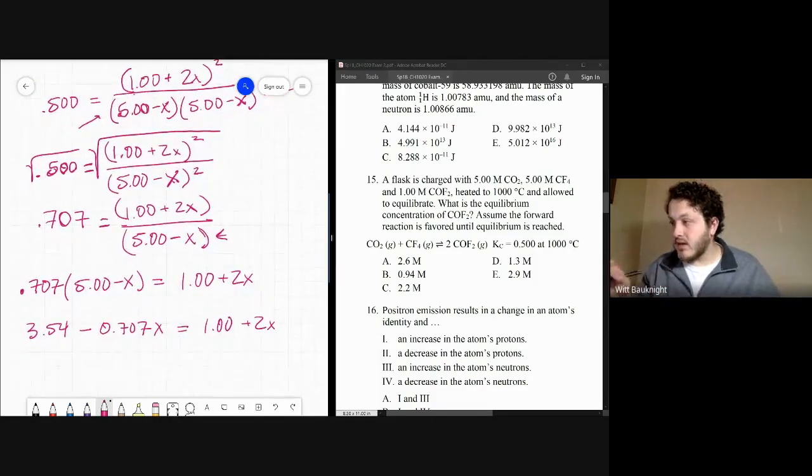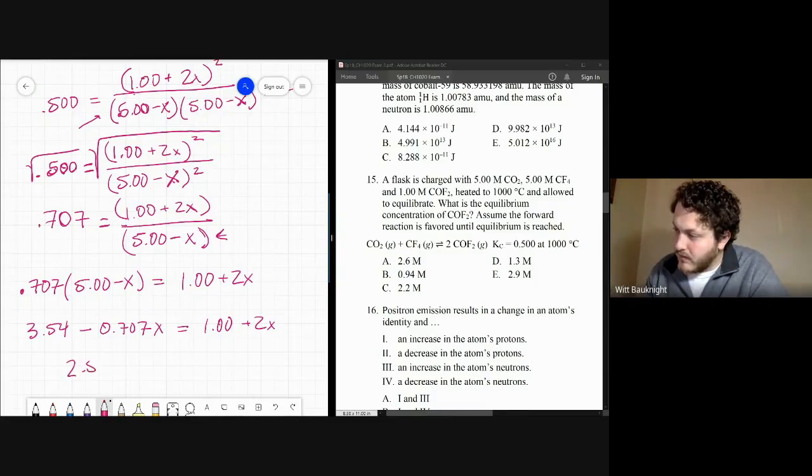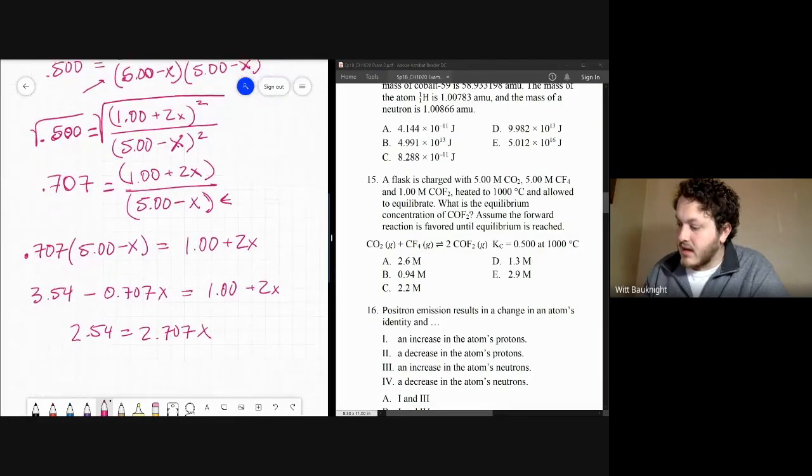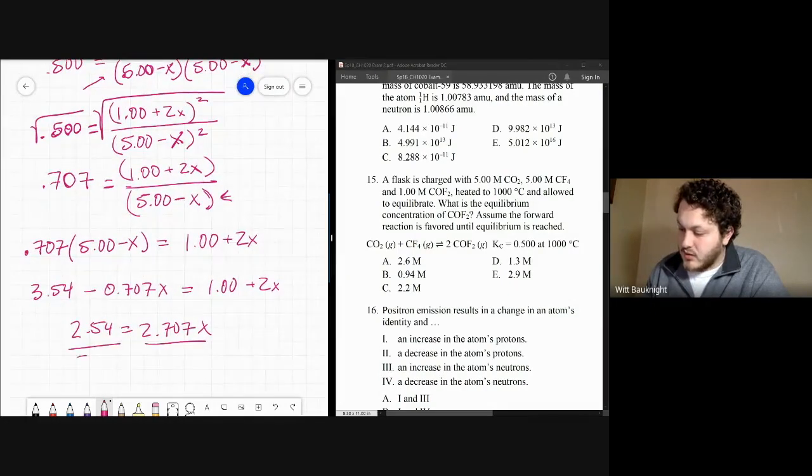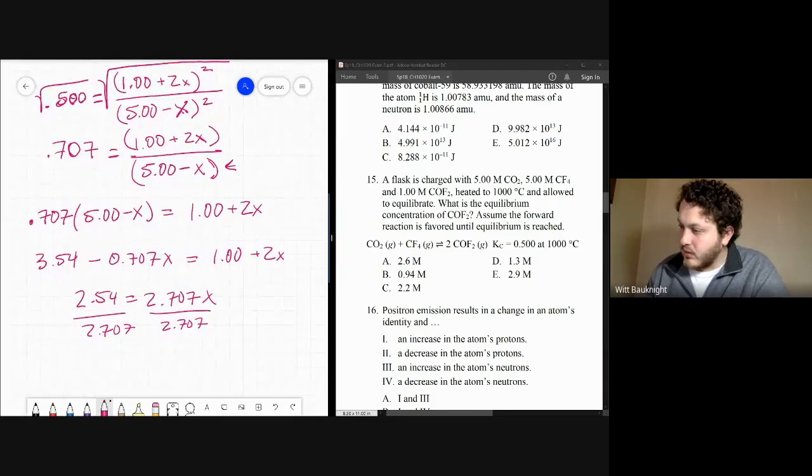And then we get terms on the right side. We get 2.54 equals 2.707x. And then we divide both sides by 2.707. We're left with 0.9367 equals x.